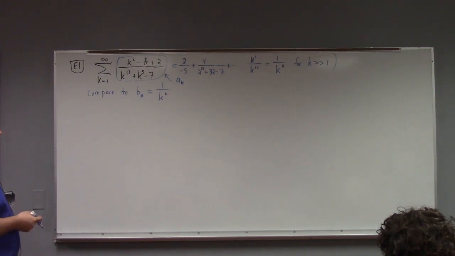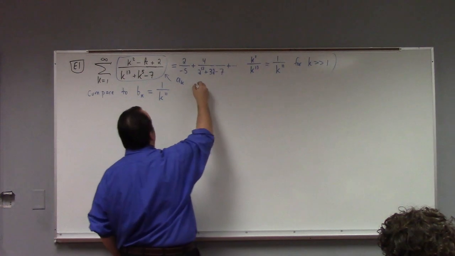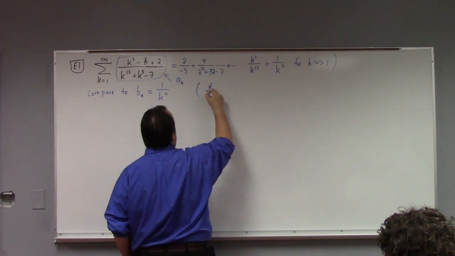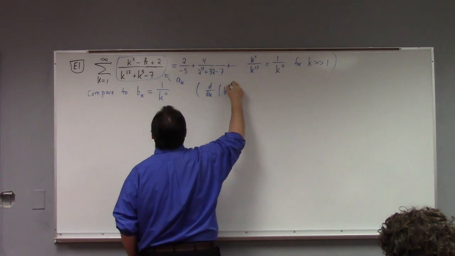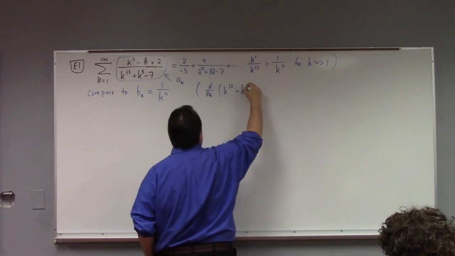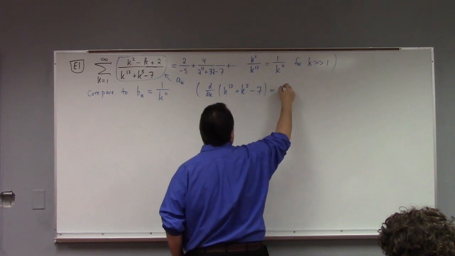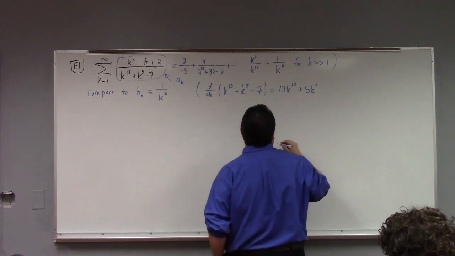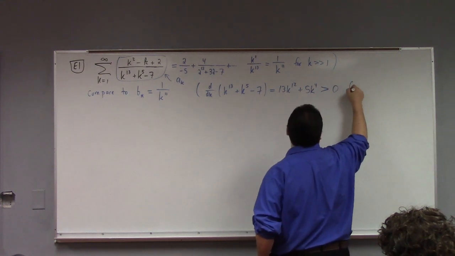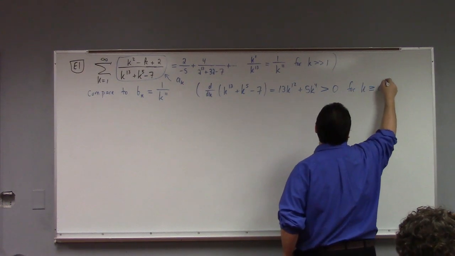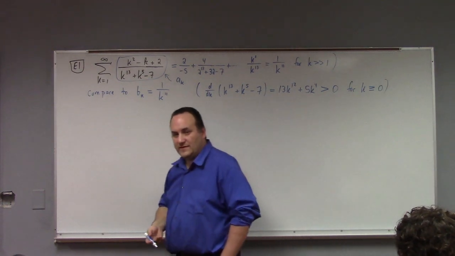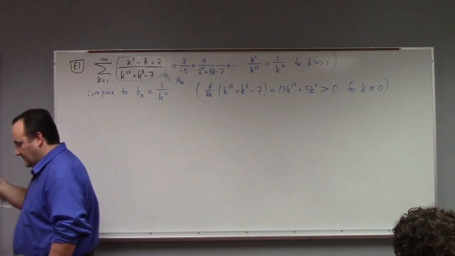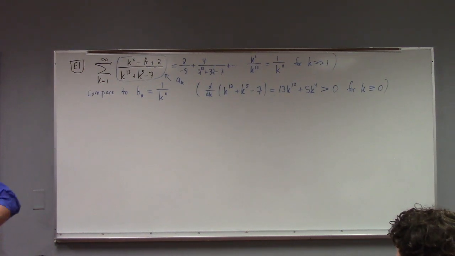How do you know that it stays positive? If you're in doubt, how could you tell that the denominator stays positive? Check this out, quick calculation. If we take d/dk of k to the 13th plus k to the 5th minus 7, what do you get? 13k to the 12th plus 5k to the 4th, right? Which is manifestly greater than 0 for k greater than or equal to 0. So if we extend k continuously, you can easily see that there's no other place where that denominator can be 0.